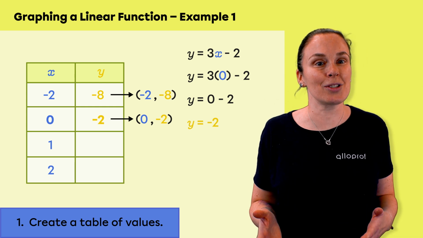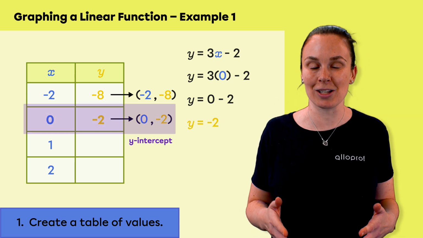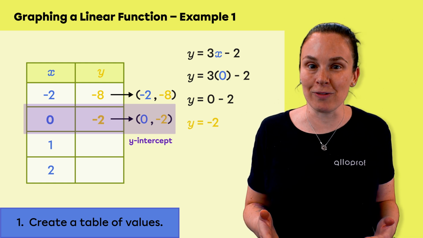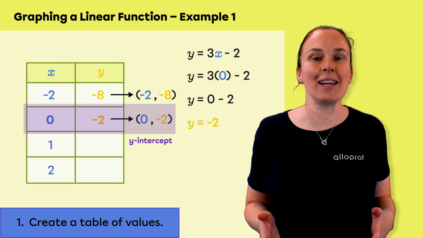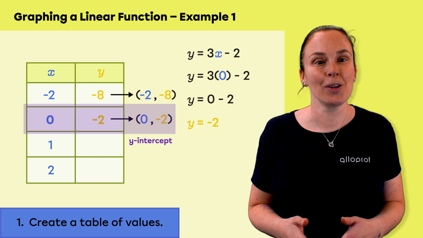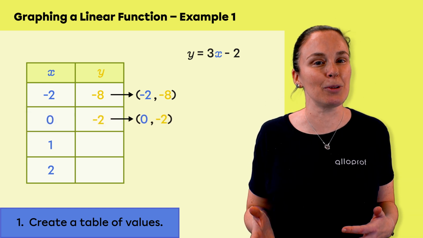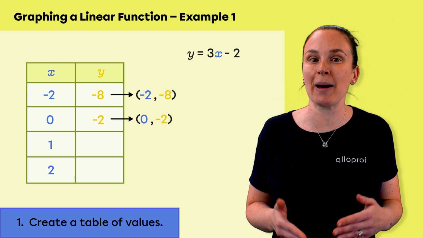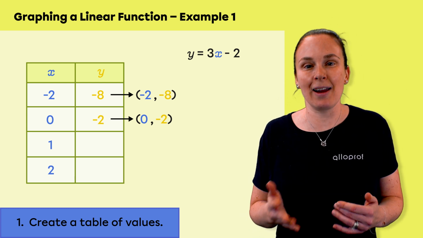Choosing x equals 0 when graphing a line is interesting, since the y value you get is the y-intercept. The y-intercept, or initial value, is the point where the line intersects the y-axis. Here, the line intersects the y-axis at -2. We'll see this a little later. We could stop now, since creating a table of values with 2 points is the minimum amount to graph a line. However, having more points makes it easier to draw an accurate graph.